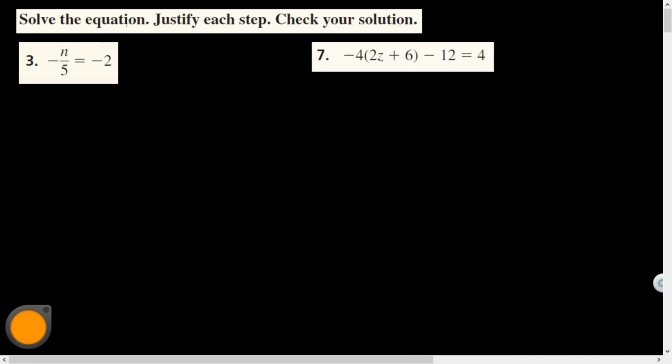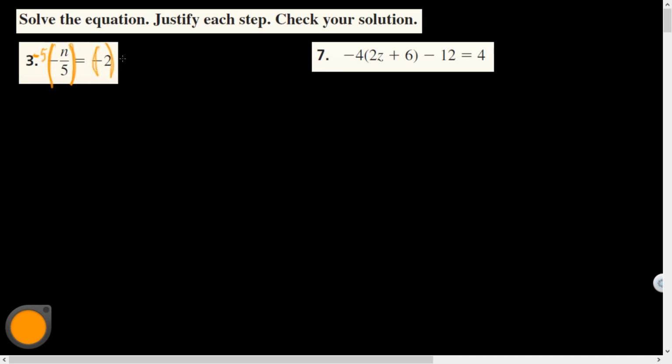Problem 3 here, they asked us to solve the equation, justify each step, and check your solution. Here I've got n being divided by 5. You could argue that it's being multiplied by -1/5. To get rid of that, I'm going to multiply both sides by -5. The inverse operation of division is multiplication, and a negative times a negative will cancel out, giving me a positive n.